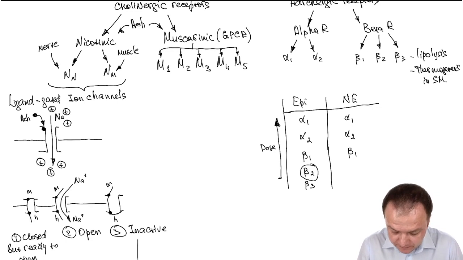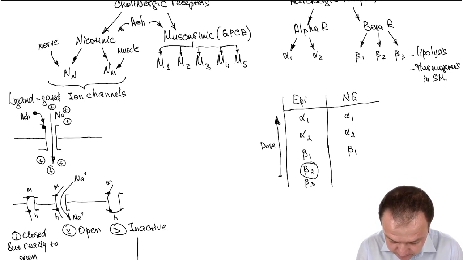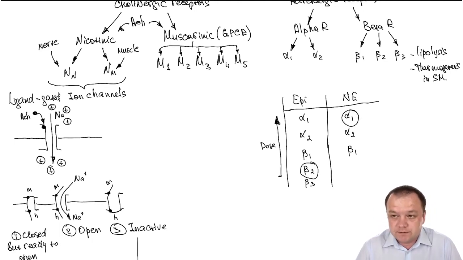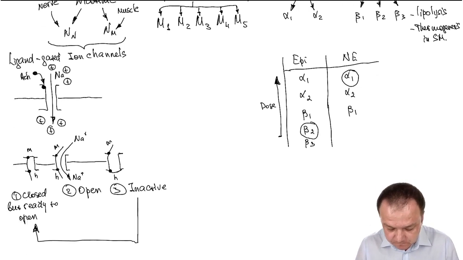For norepinephrine, we should keep in mind that norepinephrine acts more on alpha 1 adrenergic receptors, and it produces vasopressor action.